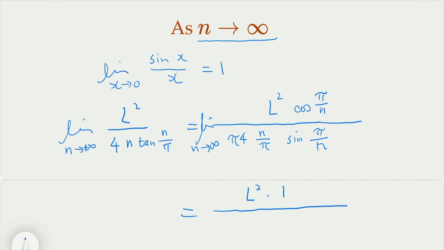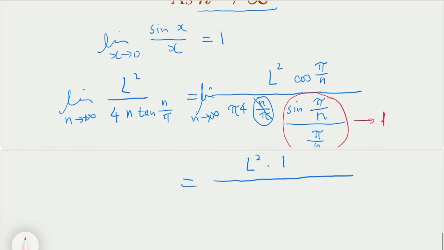Over here, this is equivalent to sine of pi over n over pi over n. This whole quantity goes to 1 as n goes to infinity. So that is 1 times 4 pi. So the limit is L squared over 4 pi. This is exactly what we get when we have a circle.